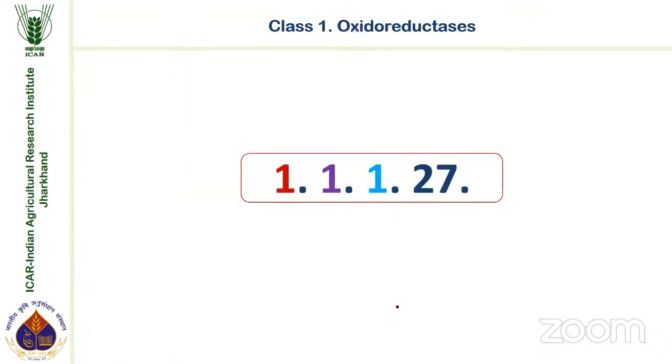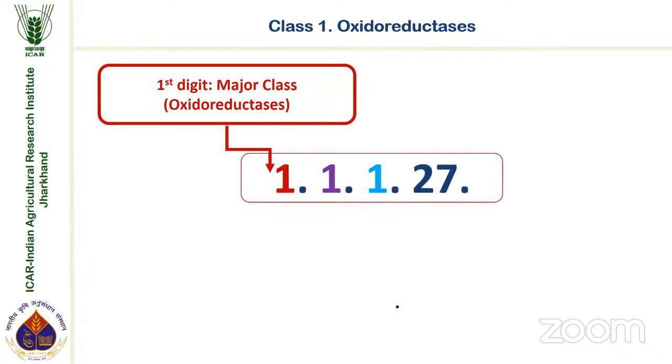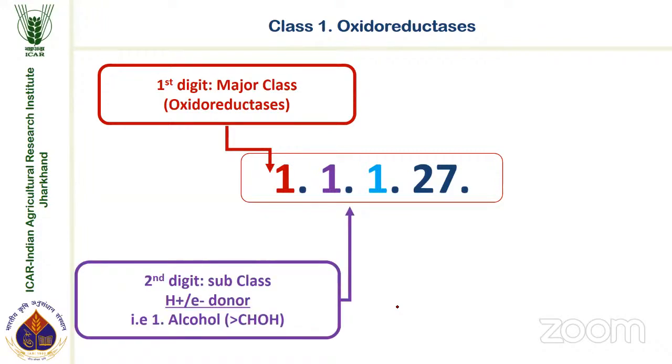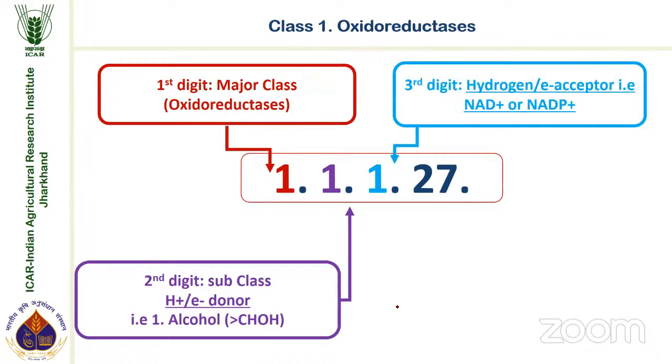So basically the EC number has 4 components. The first one is the major class, which here is 1, so the first class is oxidoreductase. The second number is the subclass, meaning which category under oxidoreductase this enzyme belongs to. In oxidoreductases, hydrogen or electron donor and acceptor is one of the criteria for categorizing those enzymes. So here the second number is the hydrogen or electron donor molecule; if it is alcohol, it is 1. Similarly, the third is the hydrogen or electron acceptor molecule. If it is NAD or NADP, it is 1. And 27 is the entry number.